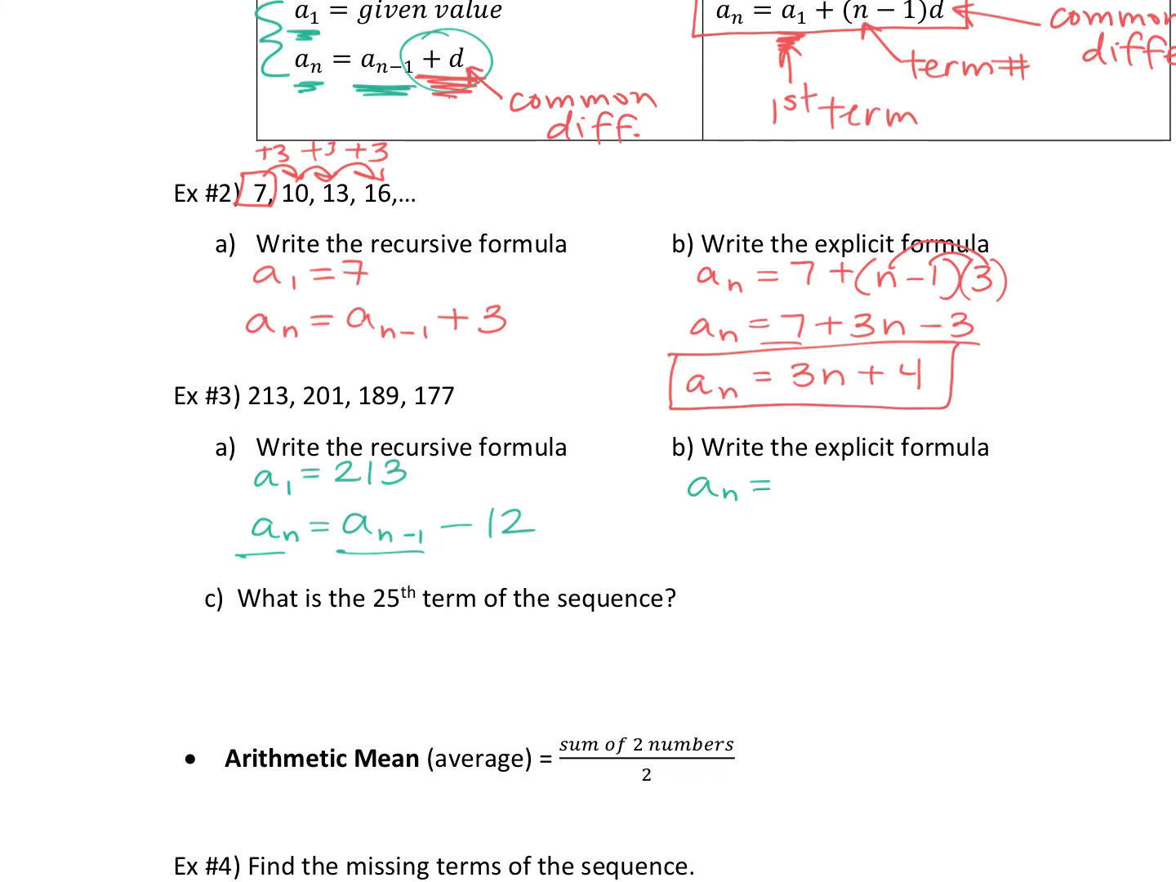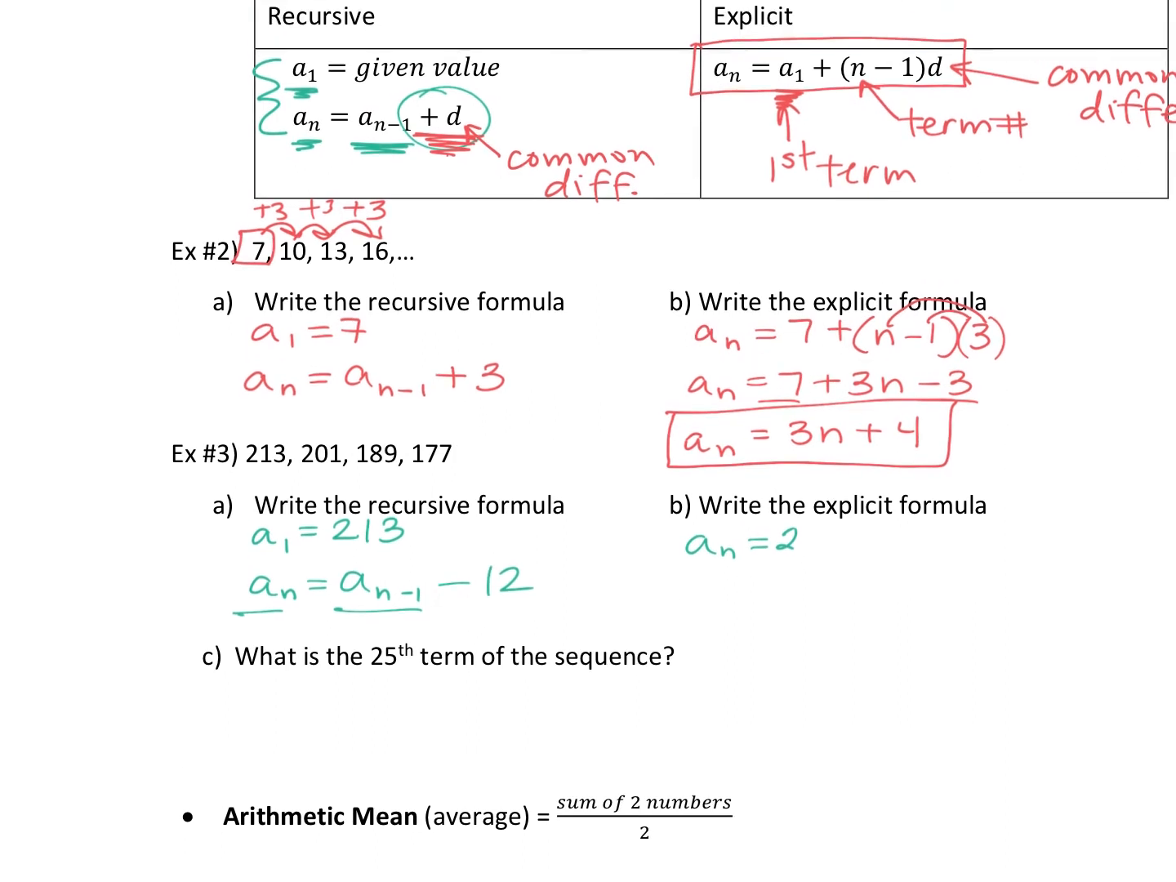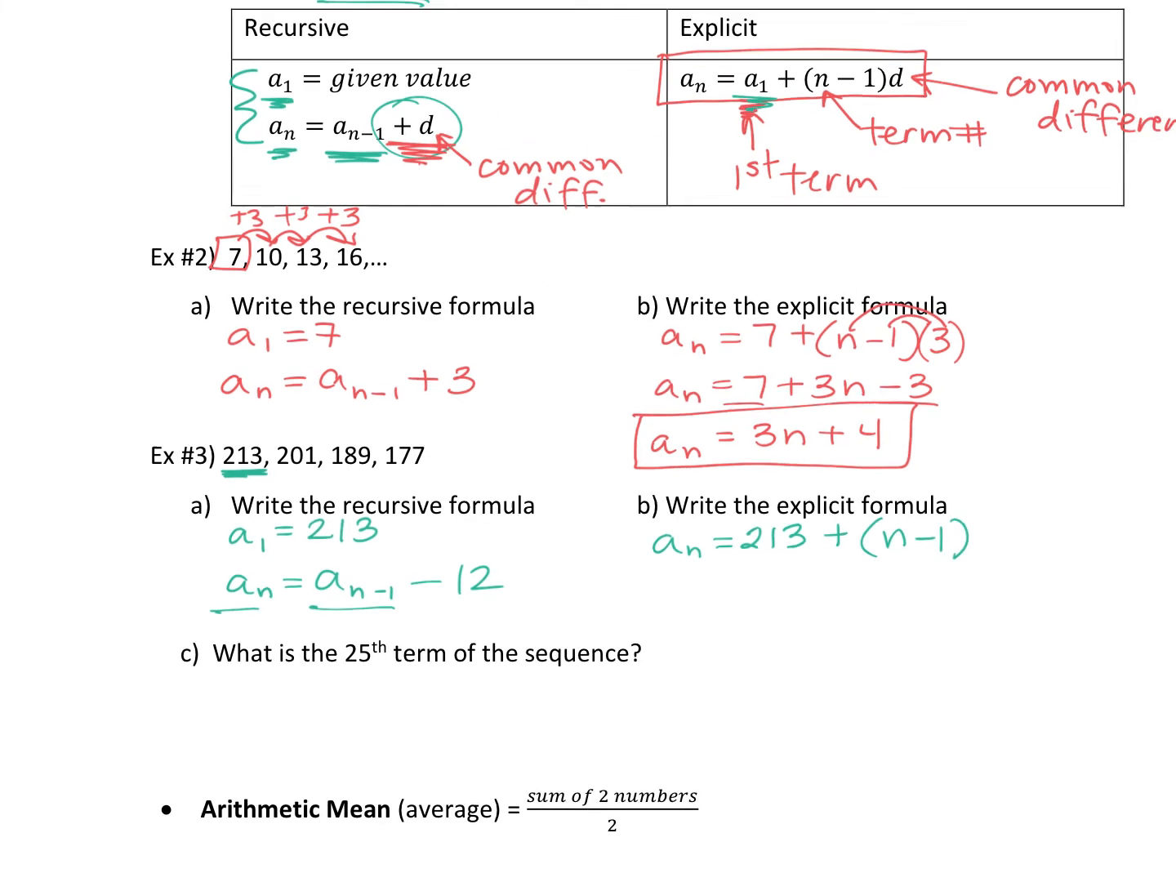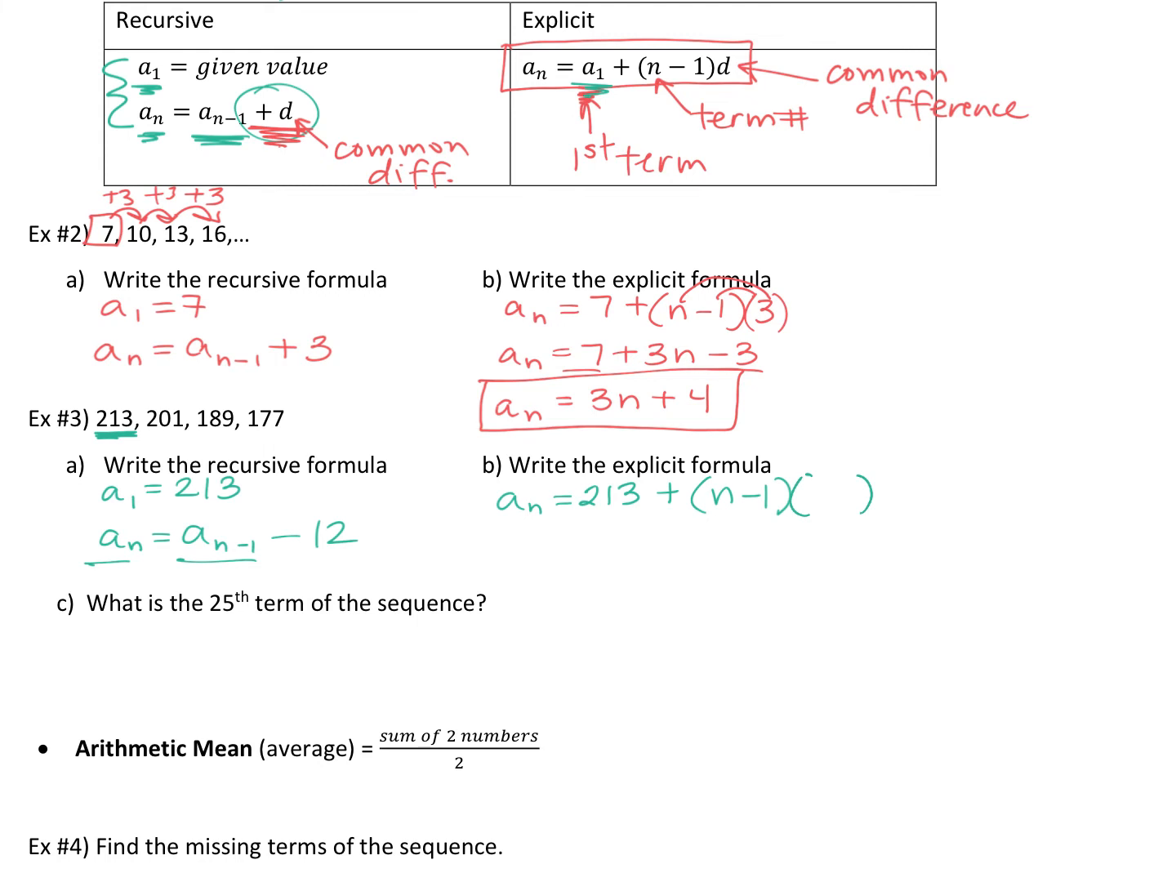So in the end, negative 12n plus 225. Let me show you how we get there. So it's the first term, right? That's your a sub 1, if you're up here. 213 is your first term. Plus, that will always be plus. Don't ever change that to minus, even though your common difference is minus. And then it's n minus 1. And then your common difference is basically saying 201, the second term, minus the first term. That's a negative 12.